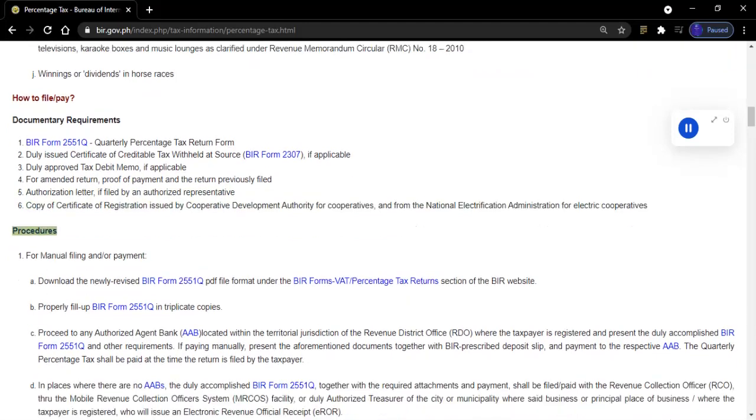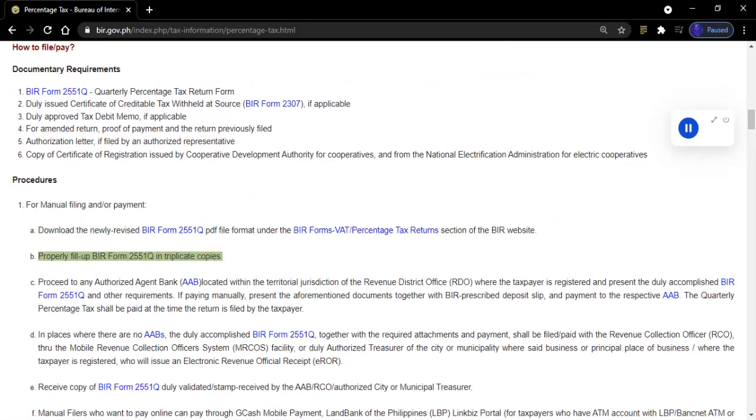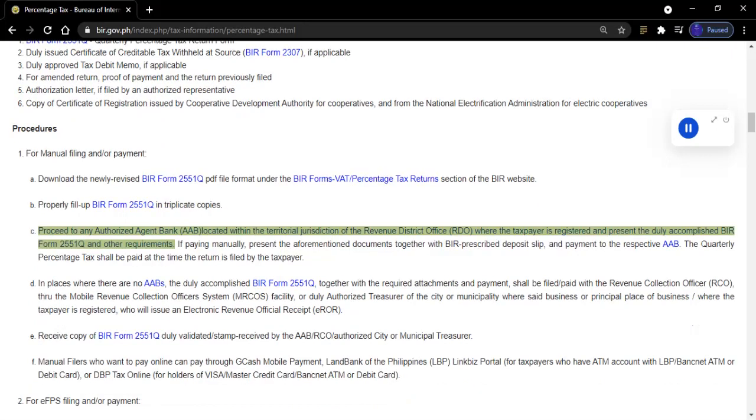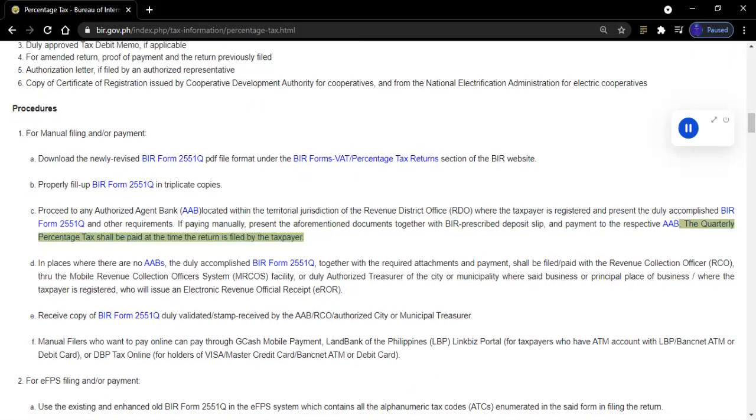Procedures. For manual filing and/or payment, download the newly revised BIR Form 2551Q PDF file format under the BIR Forms VAT Percentage Tax Returns section of the BIR website. Properly fill up BIR Form 2551Q in triplicate copies. Proceed to any authorized agent bank (AAB) located within the territorial jurisdiction of the Revenue District Office (RDO) where the taxpayer is registered and present the duly accomplished BIR Form 2551Q and other requirements. If paying manually, present the aforementioned documents together with BIR prescribed deposit slip and payment to the respective AAB. The quarterly percentage tax shall be paid at the time the return is filed by the taxpayer.